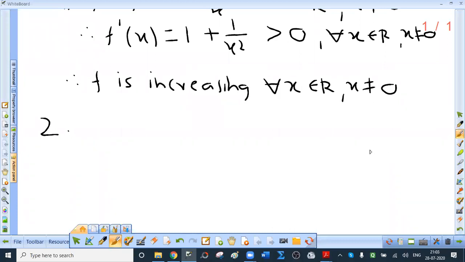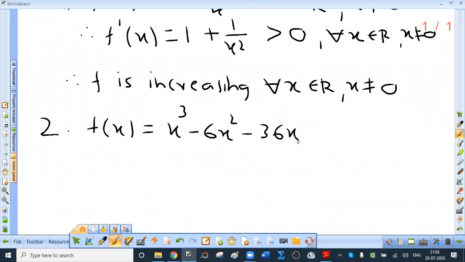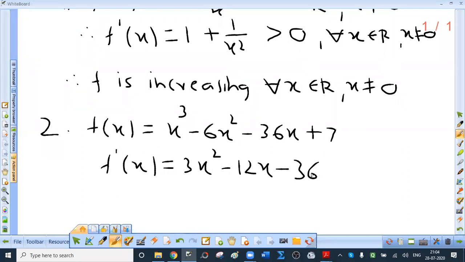Second question, find the values of x for which the following function is strictly increasing. Strictly increasing means first derivative should be just greater than 0. Okay. So write the function, find the derivative. What is f of x? It is given to be x cube minus 6x square minus 36x plus 7. Tell me what is f dash of x. You should be able to write derivative directly. It is 3x square minus 12x minus 36.